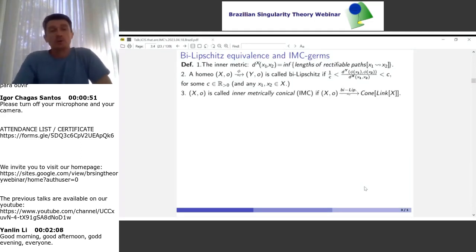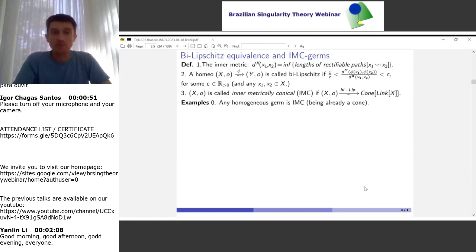And finally, the germ is called inner metrically conical if this conical homeomorphism from the previous slide can be chosen actually bi-Lipschitz. So this is the notion of inner metrically conical germ. And in some sense, these germs are the most simple from the point of view of metric geometry, of inner metric geometry, if you don't care about the embedding. So they are the most simple. And of course, people want to see as many metrically conical germs as possible because they are the most simple.